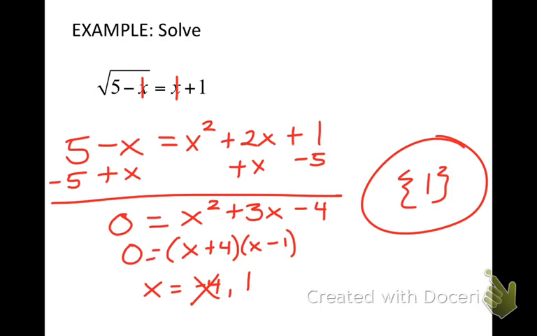Okay. So when you have a radical and you have a binomial, most likely you're going to have to square that by either foiling it or using that little quick method that I showed you, and it will probably result in a quadratic equation.